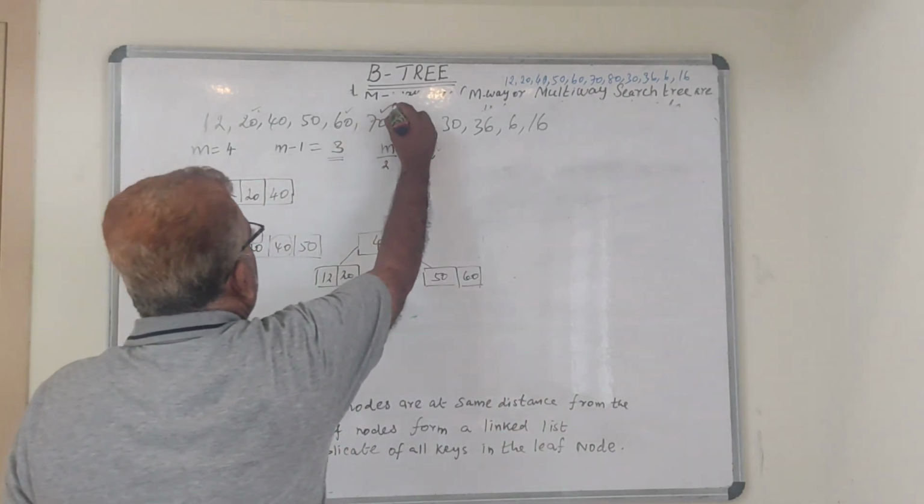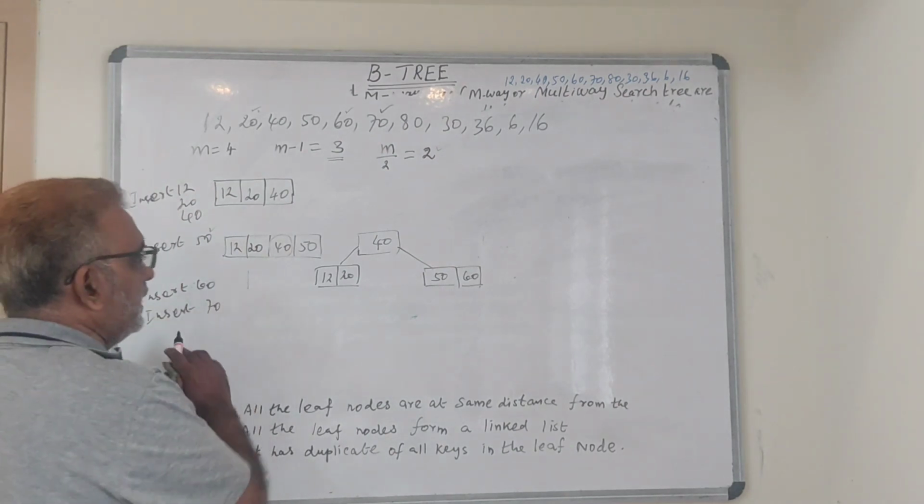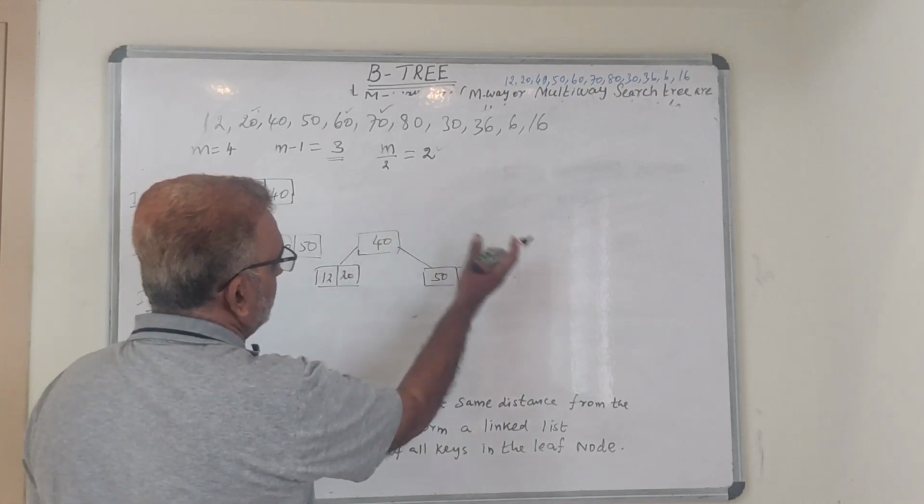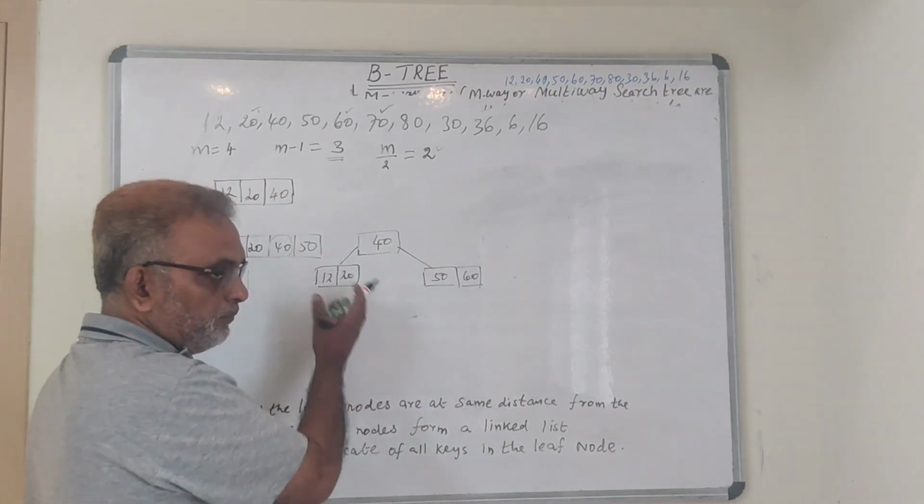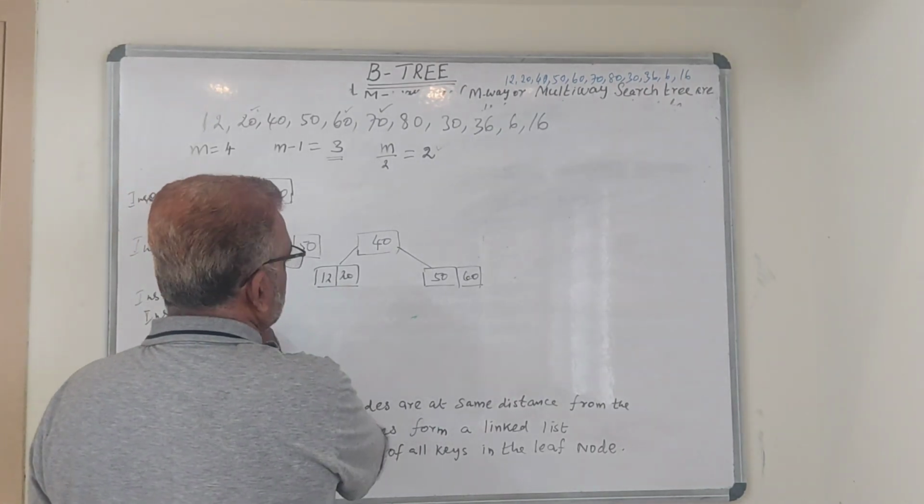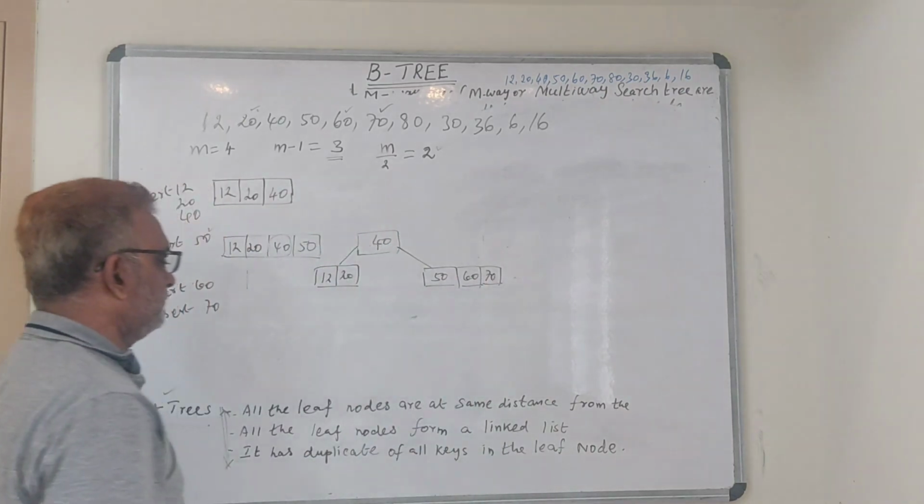Similarly, the next value is 70. Insert 70. Again take the value, compare it with the root node. If it is greater, take it to the right side. If it is lesser, bring it to the left hand side. So again, compared with 50 it is greater, so automatically it will be stored on the right hand side.